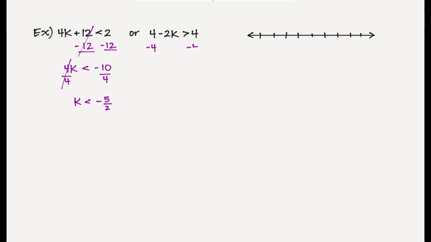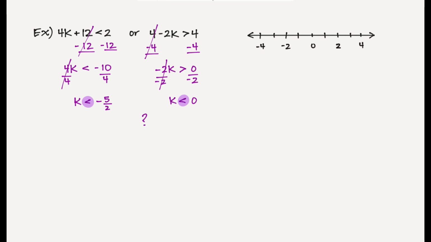Let's go ahead and subtract 4 from both sides of our second inequality. We're left with negative 2k is greater than 0. When I divide both sides by negative 2, that's going to flip my inequality, and that is just simplified to k is less than 0. But look, both of these have the less than symbol for their inequality, which all of our other scenarios for an OR statement, they pointed in the opposite direction.